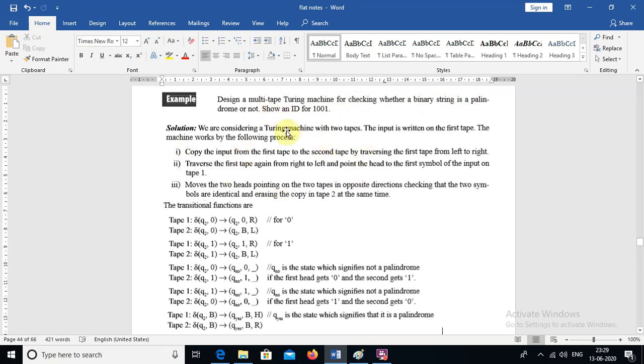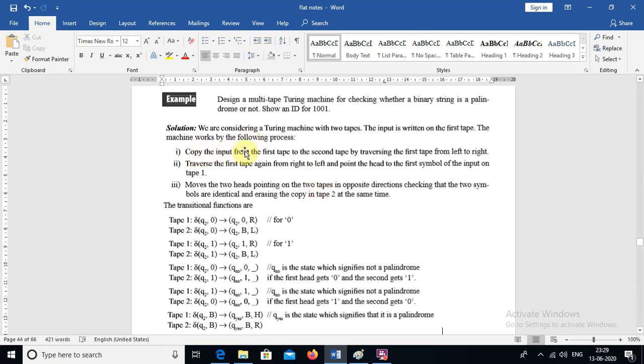In the diagram, for this construction, we have to take two tapes. That means more than one tape is possible; here, for our purpose, we are taking two tapes. The input is written into the first tape, and the machine works by the following process. One tape is filled with the input, and the second tape is emptied, consisting only of blanks.